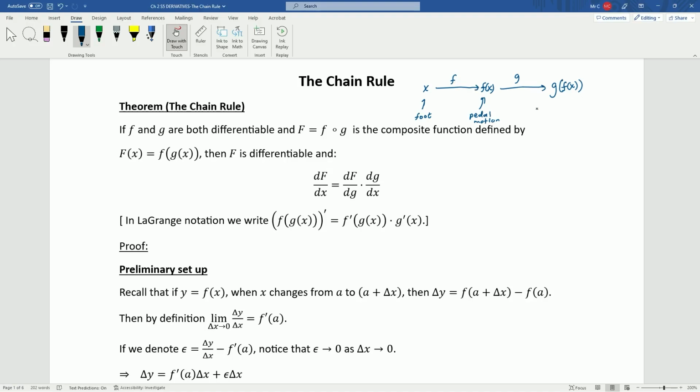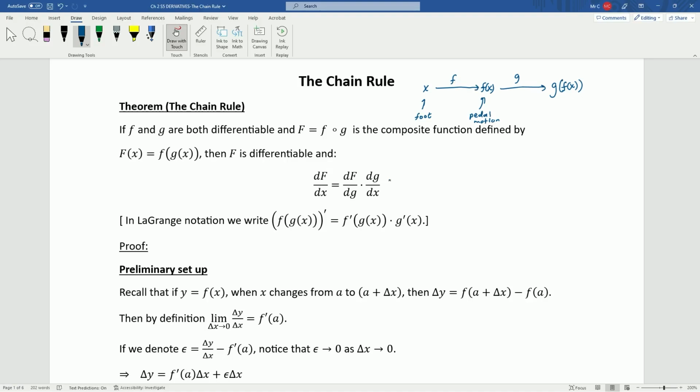The chain rule says that if f and g are both differentiable, and capital F equal to the composite of f and g is the composite function defined by F of x equals f of g of x, then F is differentiable, and dF/dx equals df/dg times dg/dx.